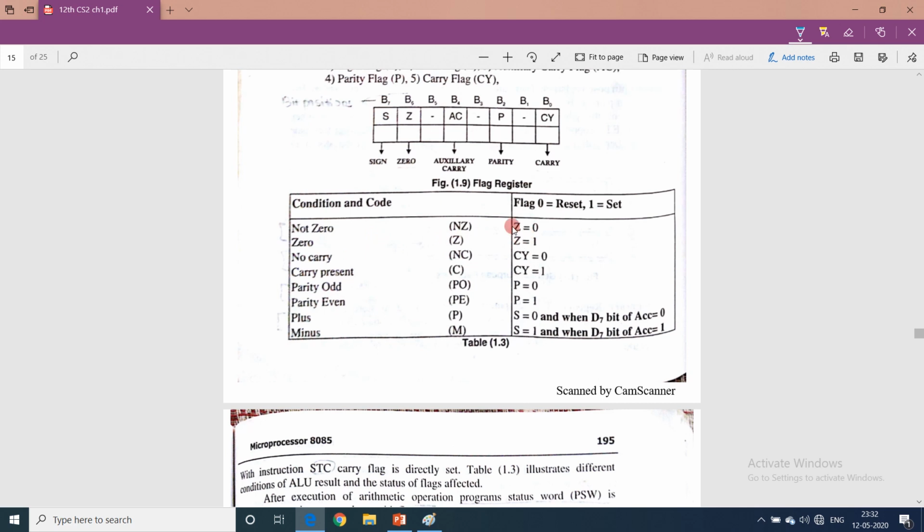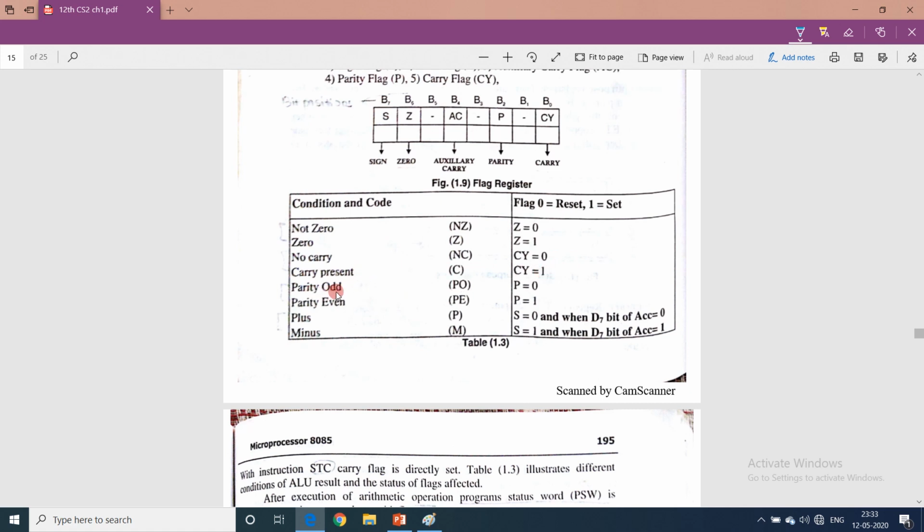Z flag. What is the use of Z flag? Let's see. When the answer is 0, Z flag is 1. When the answer is not 0, Z flag is 0. 0 means reset, 1 means set. When carry is not present, carry is 0. When carry is present, carry is 1.